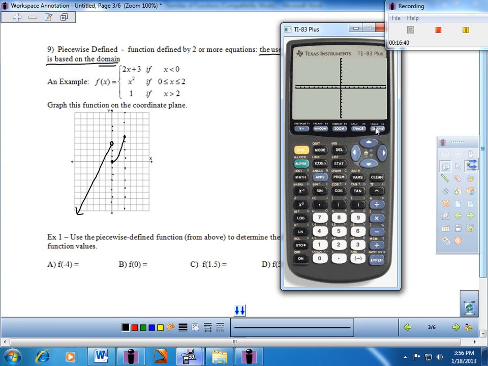So let's see what that looks like graphically. It's just a horizontal line all the way through. Again, I'll ask, do we want to graph the entire horizontal line? No. Only to the right of 2. So only from here on over.